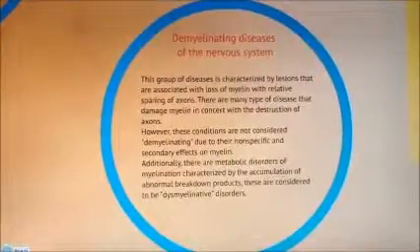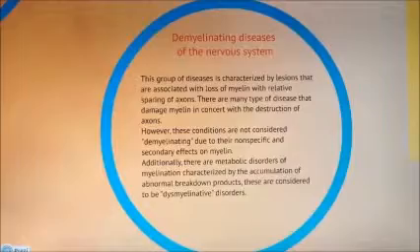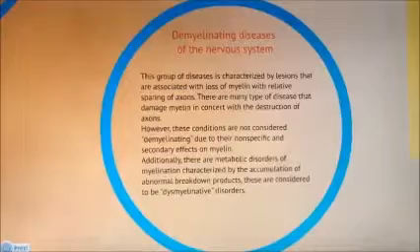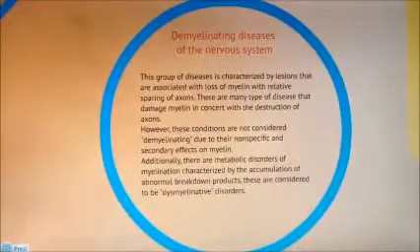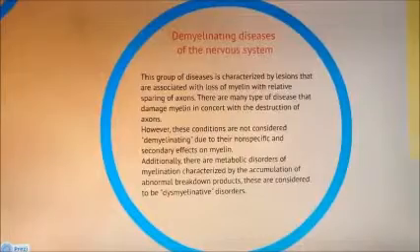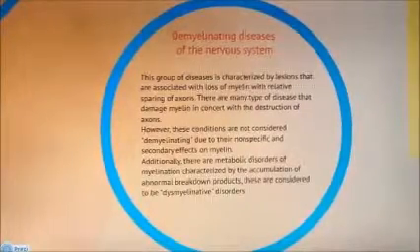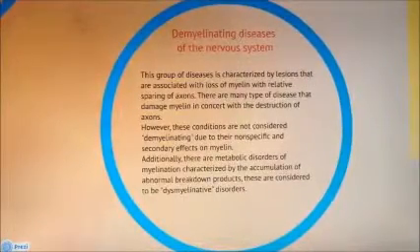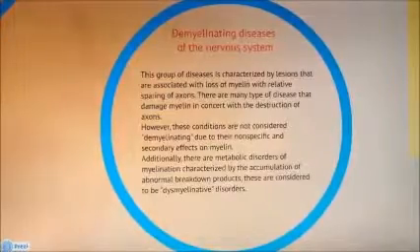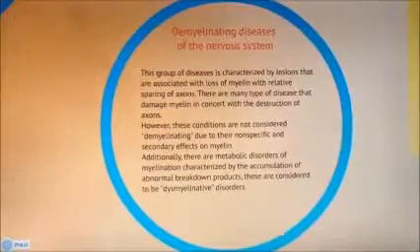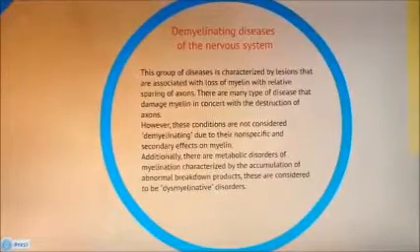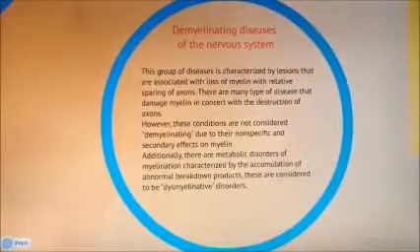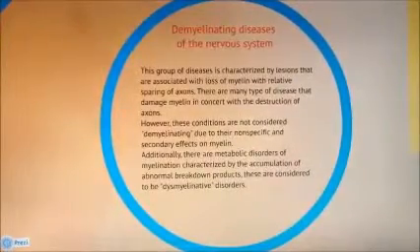Demyelinating diseases of the nervous system. This group of diseases is characterized by lesions that are associated with loss of myelin with relative sparing of axons. There are many types of diseases that damage myelin in concert with the destruction of axons. However, these conditions are not considered demyelinating due to their non-specific and secondary effects on myelin. Additionally, there are metabolic disorders of myelination characterized by the accumulation of abnormal breakdown products. These are considered to be dysmyelinative disorders.